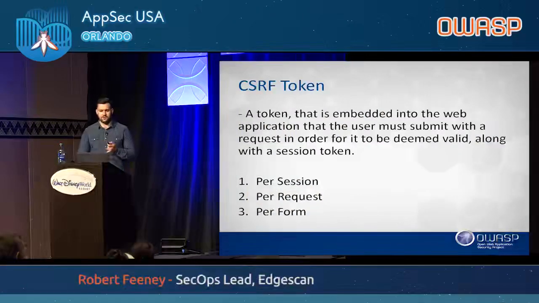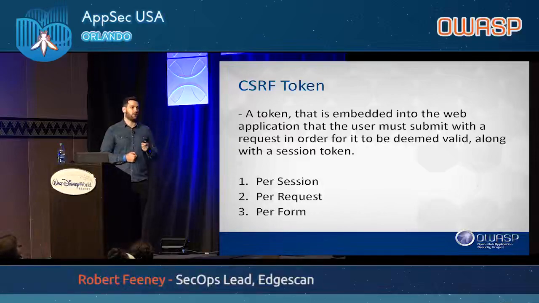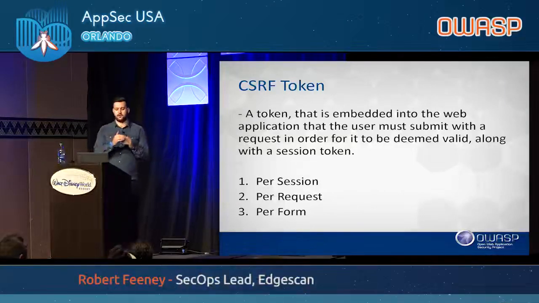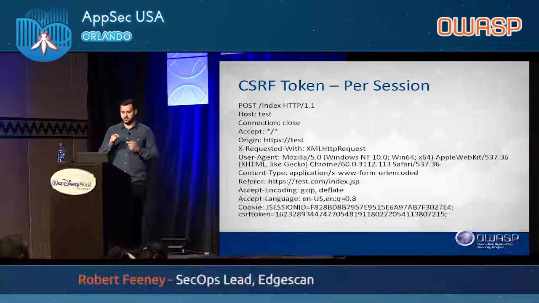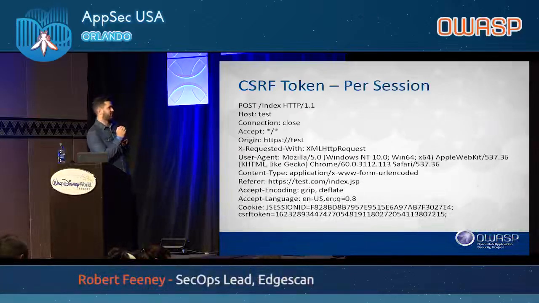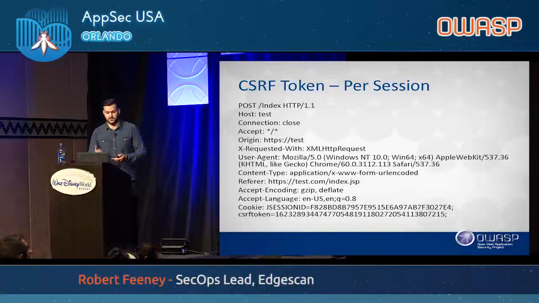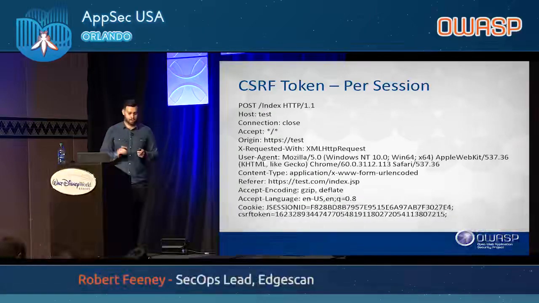And a CSRF token is a token that is embedded into the web application that the user must submit along with a session token in order for the request to be deemed valid. So I guess I've categorized them into 3 different types of CSRF tokens. You've got per session. So a per session CSRF token is usually something that looks like this. If you look down the very bottom there, you'll see it right alongside the CSRF token. I like to just consider them as a second session token. And most tools will handle that absolutely fine.